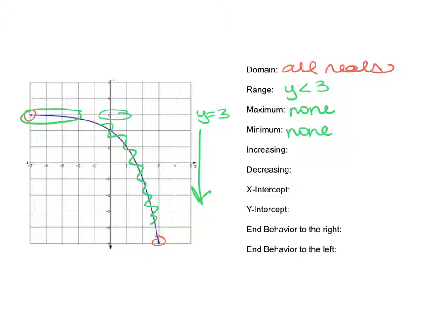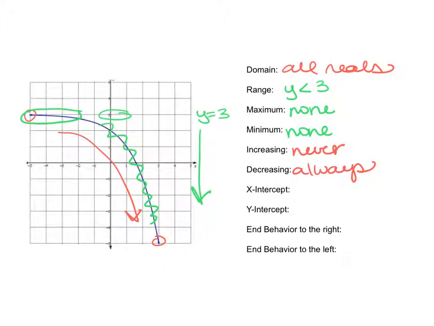This graph is never increasing, because when you look at it from left to right, everything is going down. The y values are going down from left to right. So it is never increasing, but it is always decreasing.